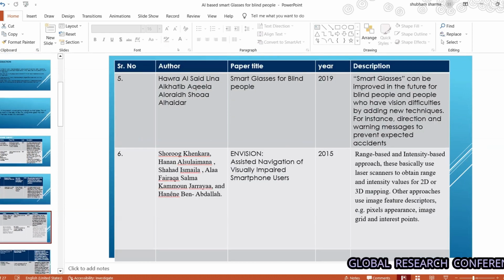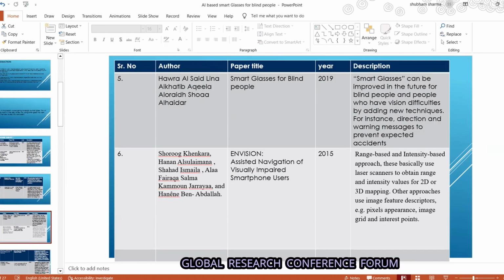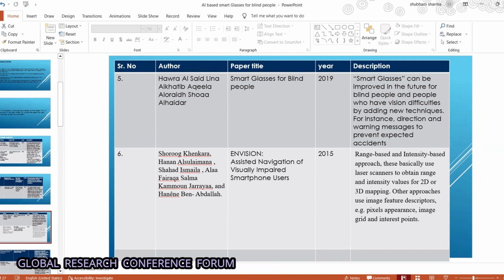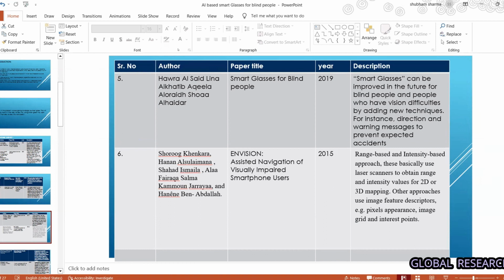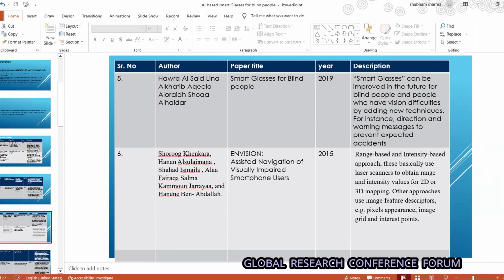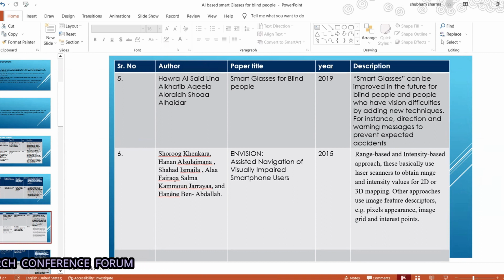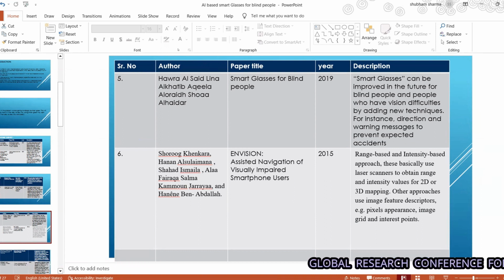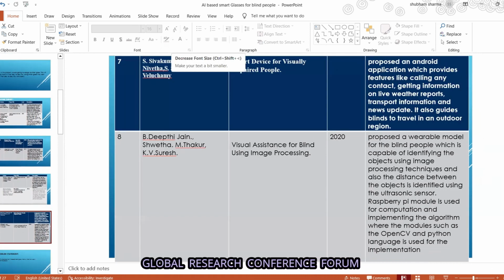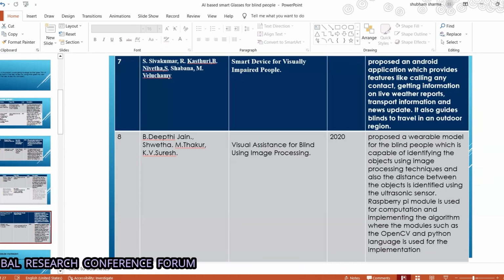The fifth one is Smart Glass for Blind People. This was established in 2019. This can be improved in the future for blind people and people who have visual difficulties by adding new techniques, for instance, direction and warning messages to prevent expected accidents. These are a few papers we have also referred to for our project.